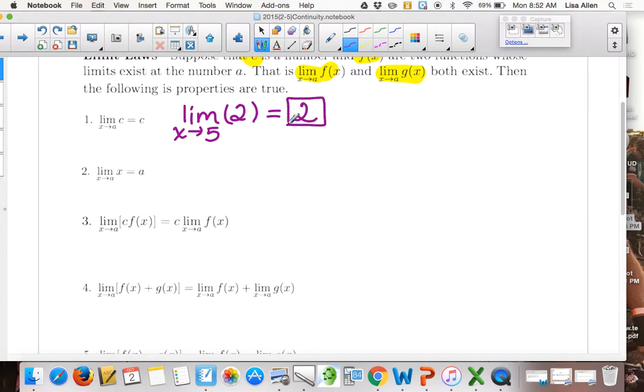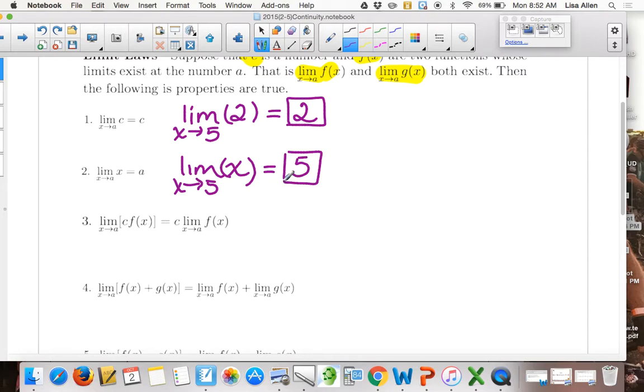Okay? For the next one, if we say the limit as x approaches 5 of just the variable x, well, x is now changing. What is x approaching? Well, that value is approaching 5.